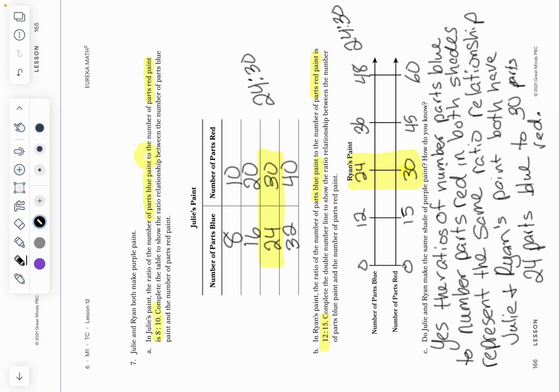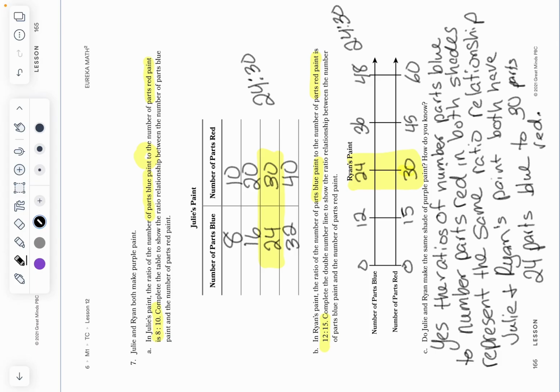All right, so they have an equivalent ratio within their data. Julie's is in a table and Ryan's is on a double number line, but they both have that 24 to 30. So because they both have 24 parts blue to 30 parts red, that is an equivalent ratio. So that means that their two paints are going to end up being the same color.